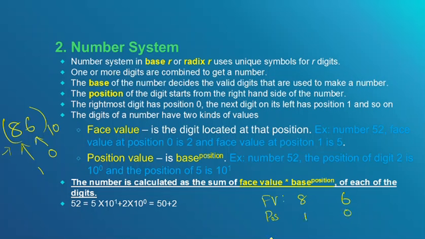The decimal number is calculated in terms of face value times the base to the power of position. It will be represented as 6 into 10 power 0 plus 8 into 10 power 1, which equals 80 plus 6, which is the value 86. This is how a number is calculated in the number system. A number is represented in the computer using face value, position and base of the system.